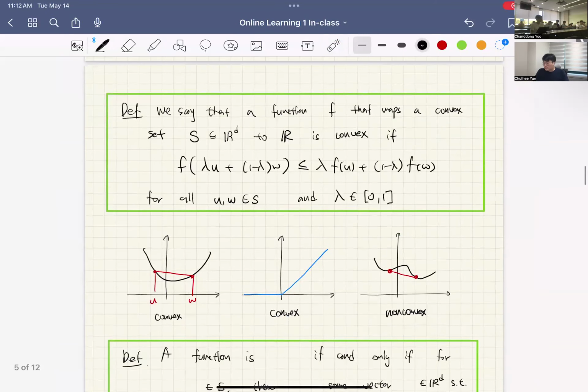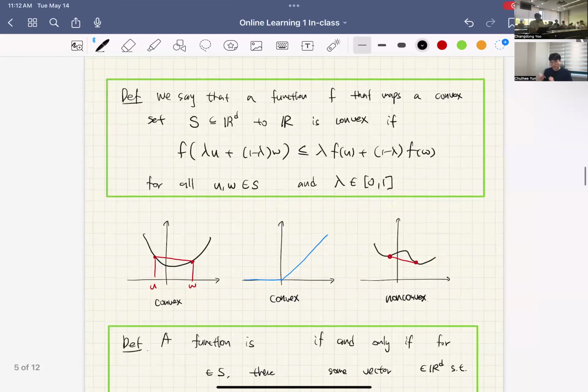Okay, and since convexity is a very important notion, it has been very heavily studied. There is a very large literature on convex optimization, where we want to find the minimum point of convex functions. And there are also very diverse, equivalent definitions of convexity. I'm going to talk about one of these equivalent definitions, which will be useful in the next lecture.